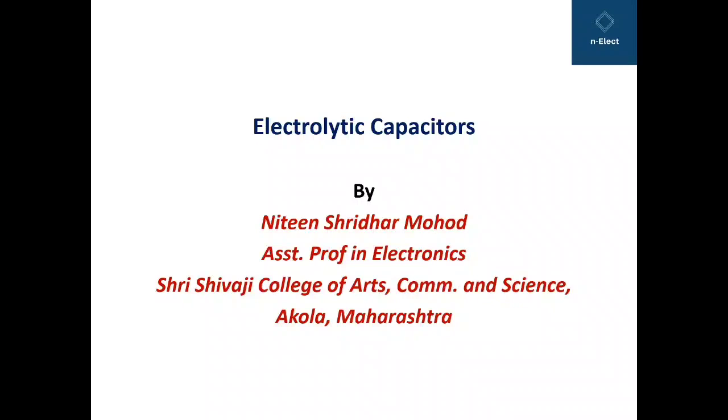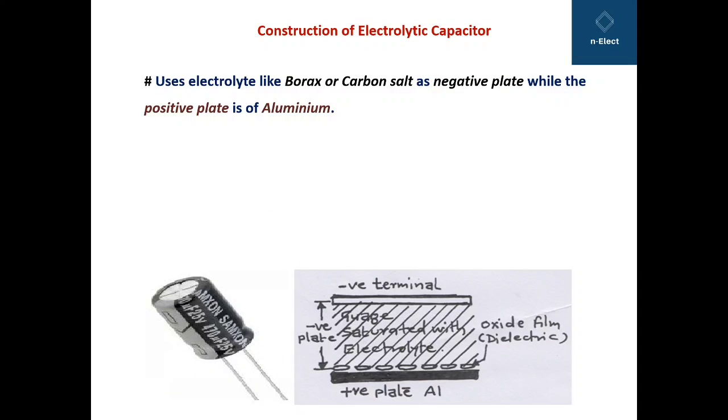Whenever these electrolytic capacitors are to be connected in a circuit, the positive and negative of the capacitor must be taken care of. Here you can see how an electrolytic capacitor looks, and this is its internal structure. The positive aluminum plate you can see at the bottom, which is shown by the dark line.